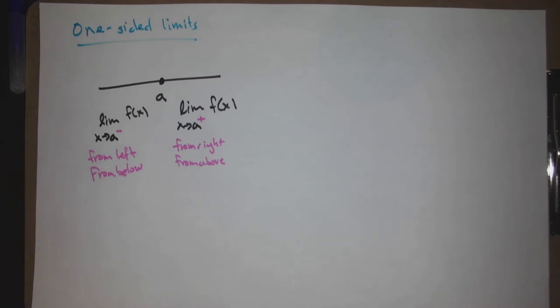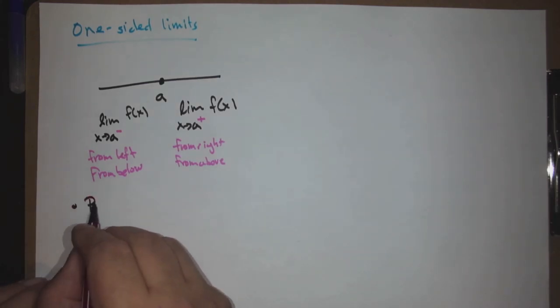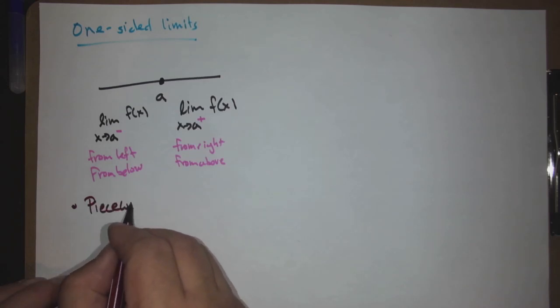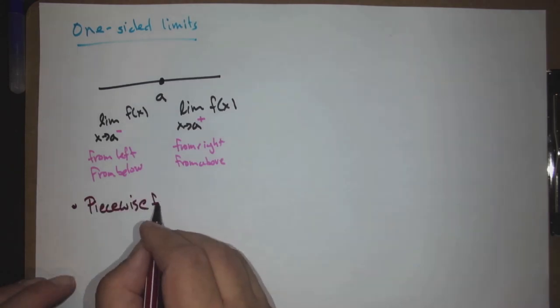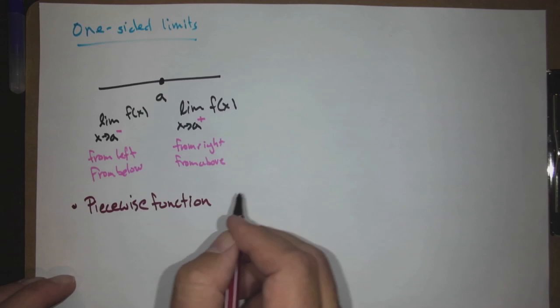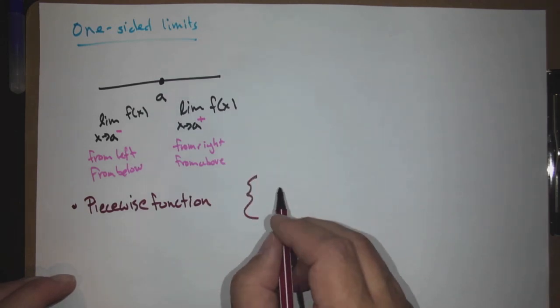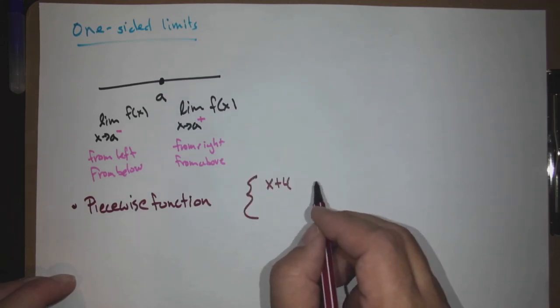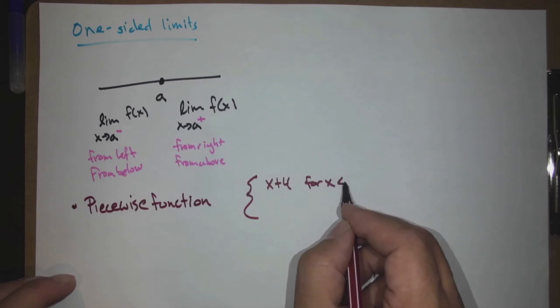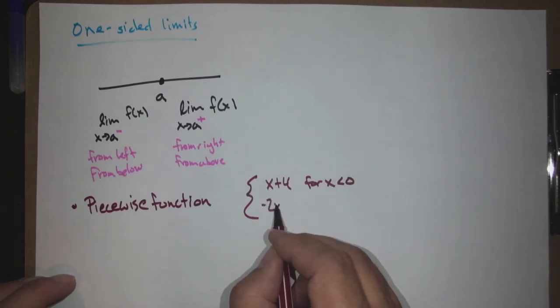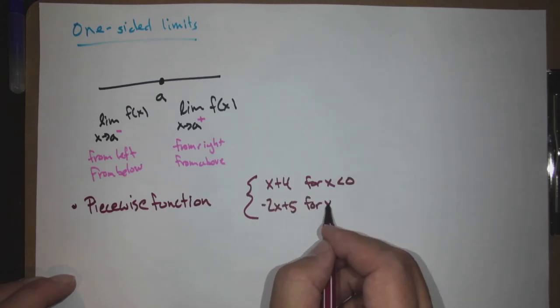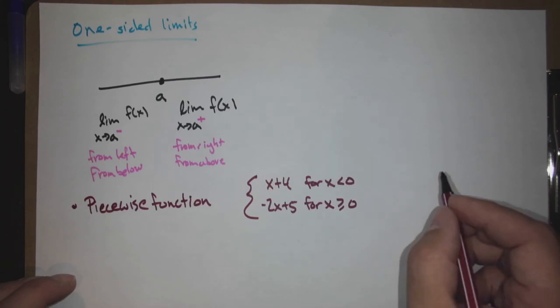Now you might say, why would you do that? Why just look from one side? Well, the simplest thing is you might have something which is a piecewise function. In other words, you have something which is defined in parts. So you might say, oh, well, I'm x plus 4 for x less than 0, and I'm minus 2x plus 5 for x greater than or equal to 0.